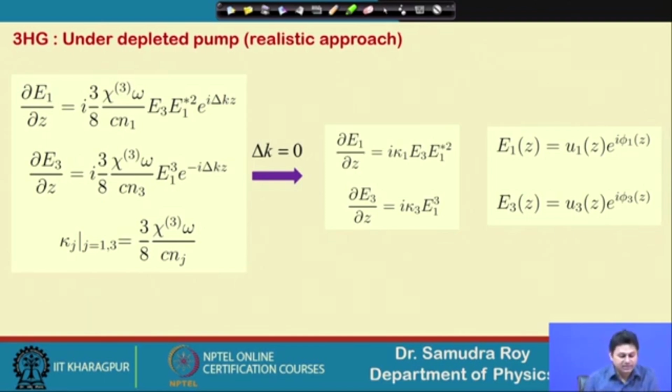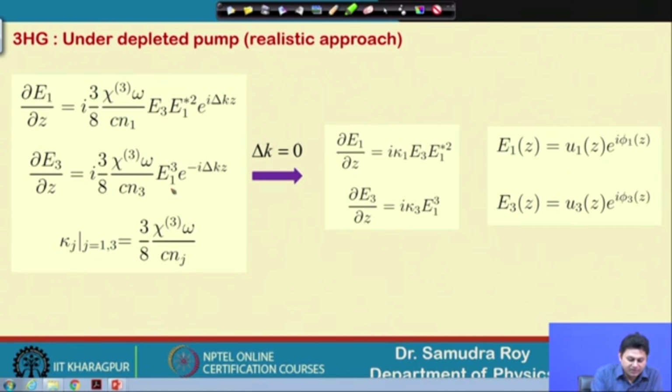Now, we start another condition, where the electric field containing frequency omega, which is the fundamental electric field, E1, is no more a constant quantity. So, we will take care of both equations together. In the previous case we considered this a constant quantity, but we will not consider this anymore. We will consider both equations together, so we try to solve the coupled equation.